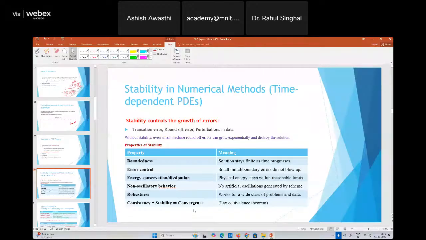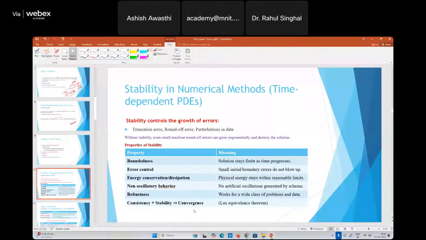So this physical behavior has to be captured. But if there is no oscillation in the physics and the method is giving oscillations, that is not non-oscillatory behavior. Physical oscillation it should capture, but non-physical oscillations it should not. Robustness: you might have seen in many places it is written that the method is robust. That is also in terms of stability. It means that in a similar class of problems it will work, so it works for a wider class of problems or data.